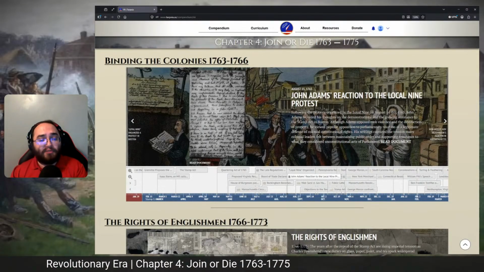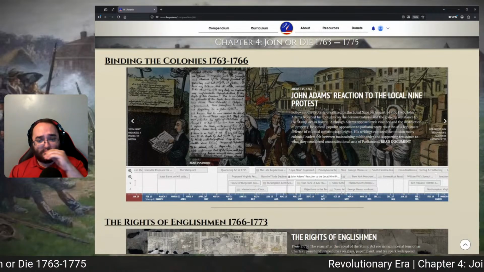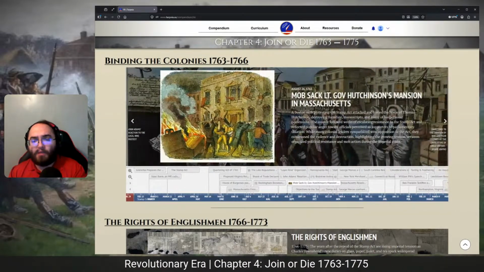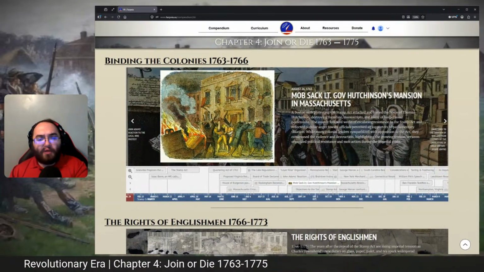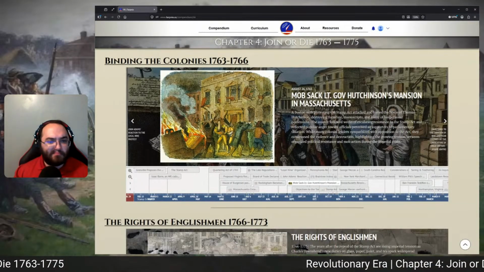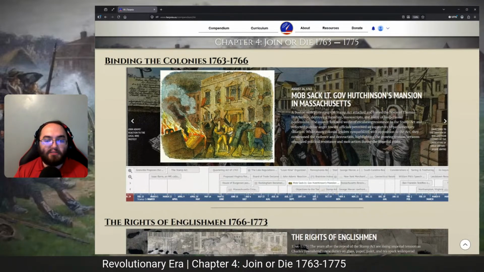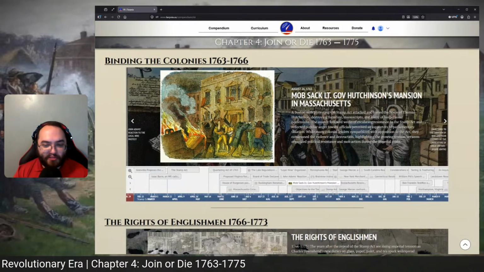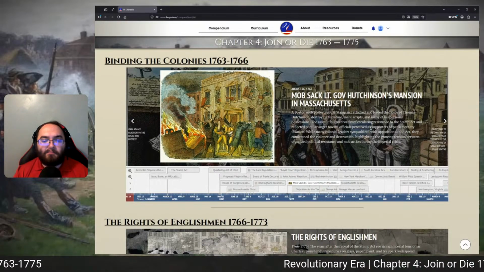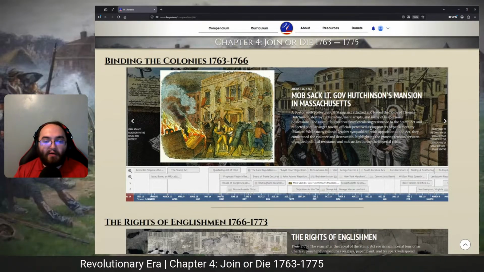This primary source is a letter written by John Adams talking about the events. Or not a letter, this is his journal, his diary. And then pretty soon after, in August of 1765, the mob, pretty much the same mob as the protesters of the Loyal Nine, will sack Lieutenant Governor Hutchinson's mansion in Massachusetts. So the governor, or at least the lieutenant governor, is Hutchinson, and his house, his mansion, will be attacked and vandalized by protesters.